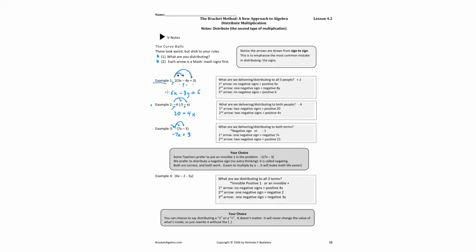Finally, example 4. This is the curveball that really drives people nuts because there's really nothing to distribute. At least it looks like it. Now you can call this an invisible 1, or you can call it a visible plus sign. In either case, if you multiply by a positive or a 1, it absolutely changes nothing. So technically we are distributing, but just so you guys know, just bring them down without the parentheses. And that's it. You are officially ready to distribute.